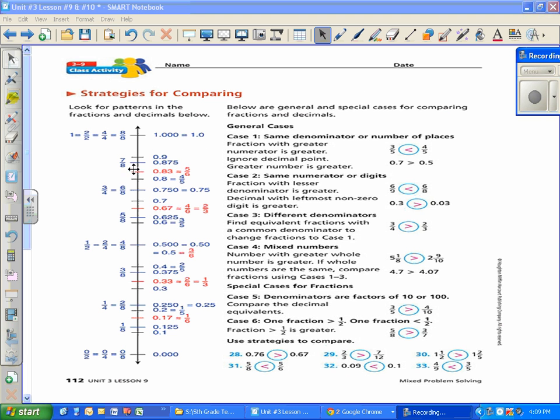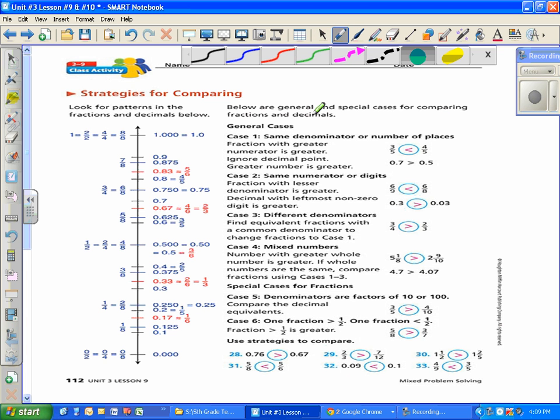Now, if you look at here, you have 7/8, 0.9, 0.875, all the way down to 0 over 2, which is equivalent to 0 over 4, which is equivalent to 0 over 8, which is equivalent to 0.000. So on the right over here, and you don't have to copy this down, but let's just take a look at the general case. Case 1, same denominator or numerator of places.